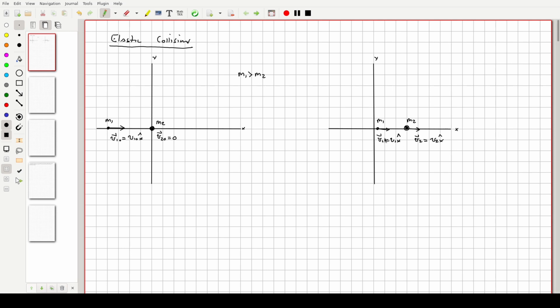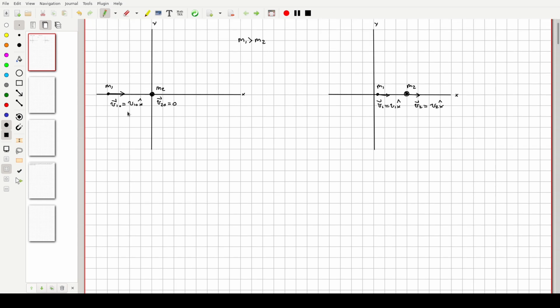Now, what I want to do is to find v1 and v2, given this initial information, and also given the fact that this is a perfectly elastic collision. Perfectly elastic collisions conserve energy, which is a good thing, as we're going to see shortly.